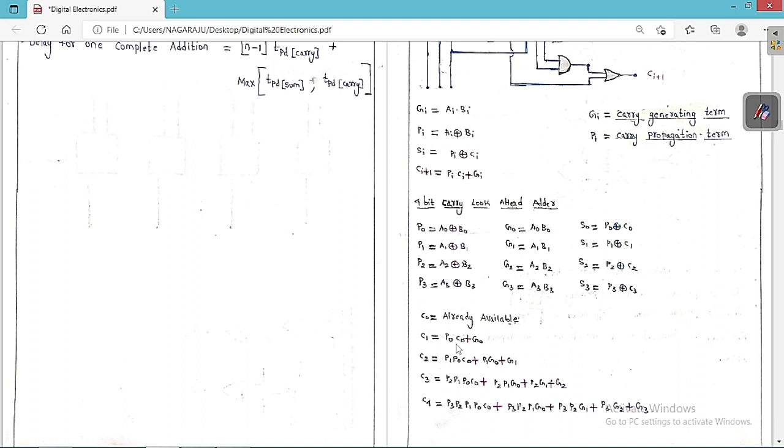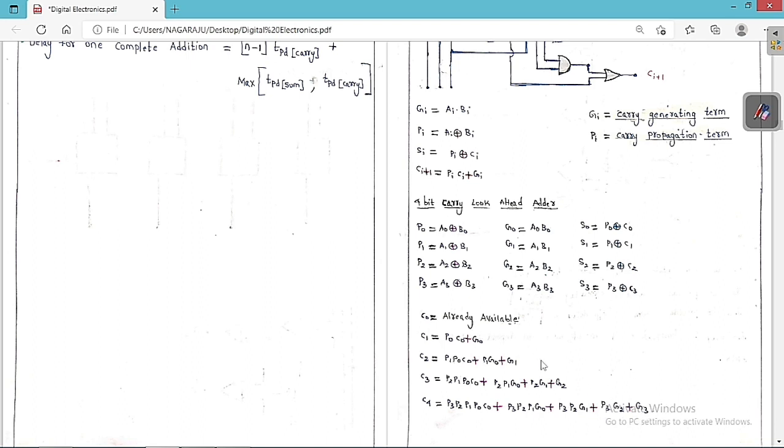But C1 is equal to the value we substitute, and after simplification we get P1 P0 C0 plus P1 G0 plus G1. Again C3 is equal to P2 C2 plus G2. But C2 value we know, substitute and simplify, we get P2 P1 P0 C0 plus P2 P1 G0 plus P2 G1 plus G2. Similarly, C4 is equal to P3 C3 plus G3. We substitute the C3 value and simplify, and finally we get C4 is equal to P3 P2 P1 P0 C0 plus P3 P2 P1 G0 plus P3 P2 G1 plus P3 G2 plus G3.